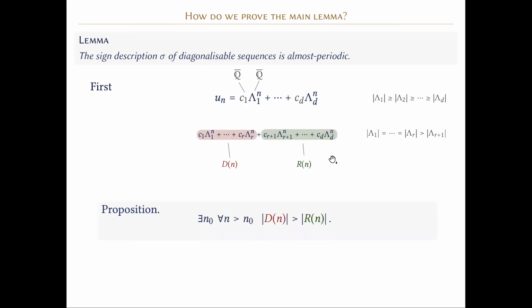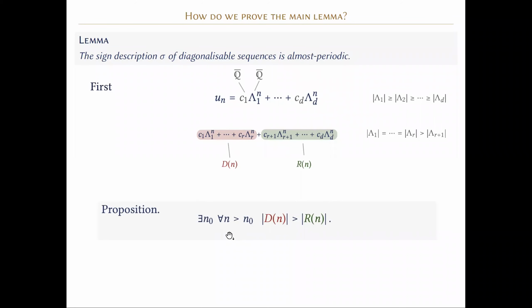So the result that we use here is the following. For a diagonalizable sequence, there exists a point n_0, such that from there onwards, the modulus of d_n is strictly larger than that of r_n. This means that if we want to determine the sign of u_n, it suffices to determine the sign of d_n.